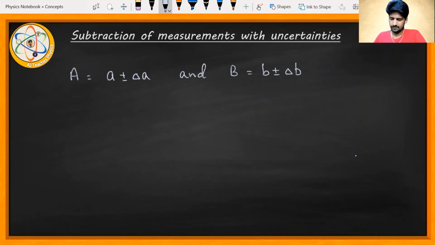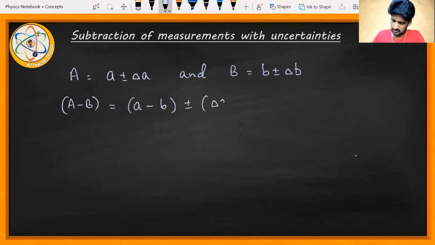In general, if there are two measurements A and B, A given as A plus or minus delta A and B given as B plus or minus delta B, A minus B should be expressed as the true value of A minus the true value of B plus or minus the uncertainty in A plus the uncertainty in B.